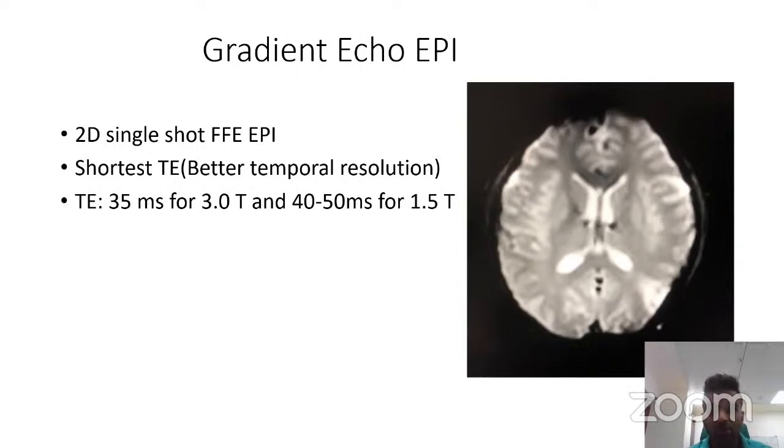And we want better temporal resolution, so that the scan time should be reduced, so we use the shortest TE. So when it comes to 3 Tesla, a TE of 35 millisecond, and in 1.5 Tesla, a TE of 40 to 50 millisecond.